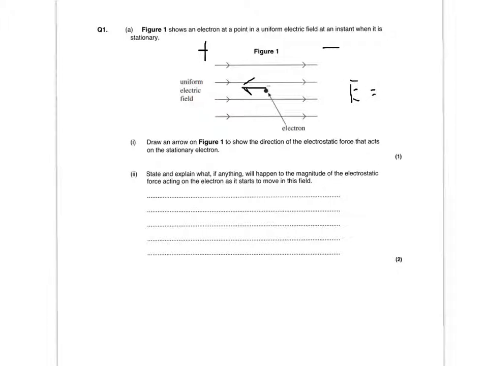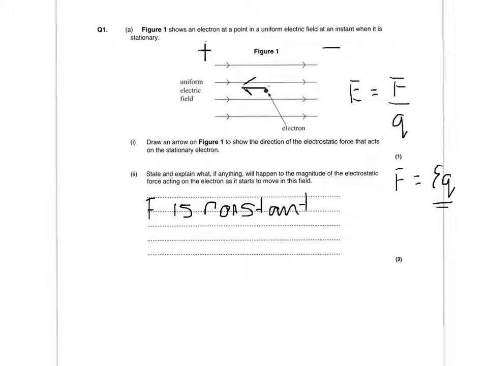E equals F over Q. The charge of the electron is Q. The field is uniform. F equals EQ. These are constant, so the force is constant. So F is constant because E is constant.